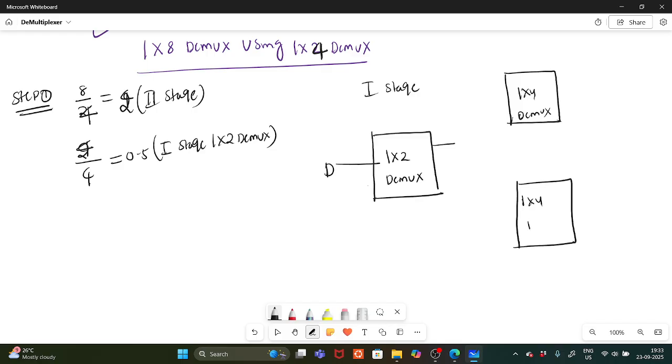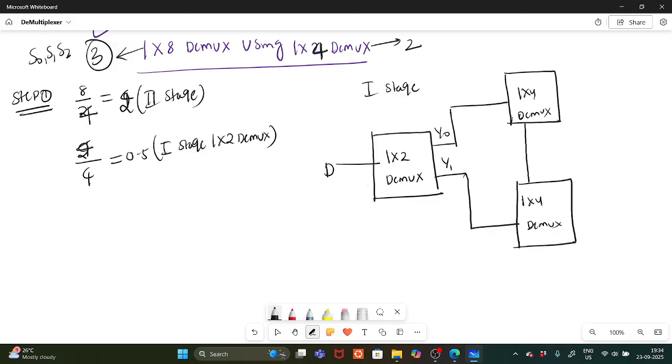These two, you are getting Y0 and Y1, no? Y0 and Y1, we are using as data lines for these. Common selection line: for 1 is to 8 DeMux, how many selection lines are there? 3 selection lines, and for 1 is to 4 DeMux you have 2 selection lines. So the 3 selection lines are S0, S1, and S2.